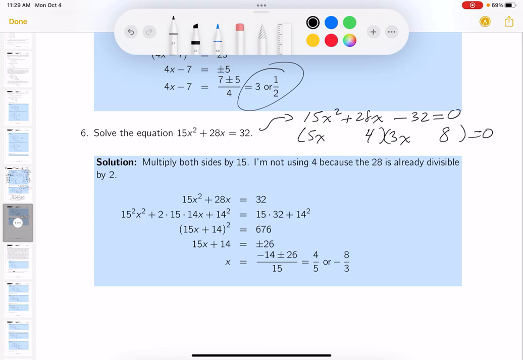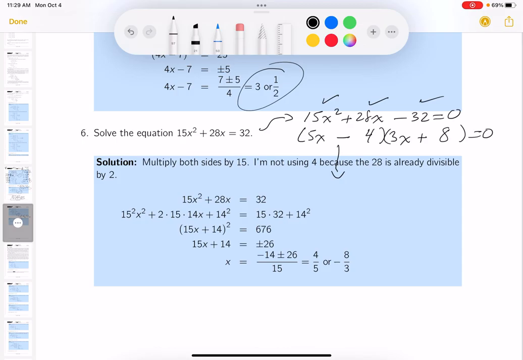Let's see if I can do it. Let's see, 40 and 12. The difference there would be 28. Let's give it a shot. Let's see if that works. You get 15x squared, you get 40 minus 12, that's 28, and you get minus 32. Works beautifully. So what are the answers over here?